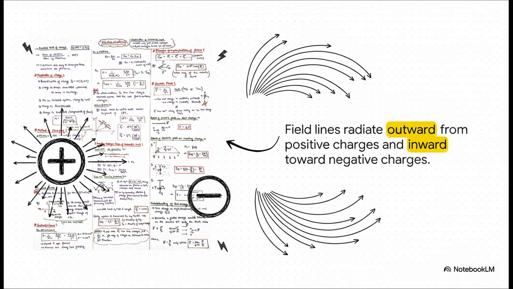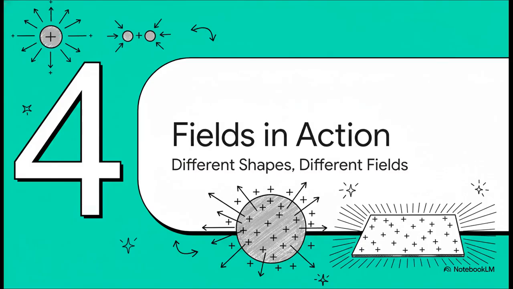Well, we draw these things called electric field lines, and there's a simple convention. The lines always point away from positive charges and towards negative charges. So the direction of the line at any given point tells you exactly which way a tiny positive charge would get pushed if you dropped it right there.